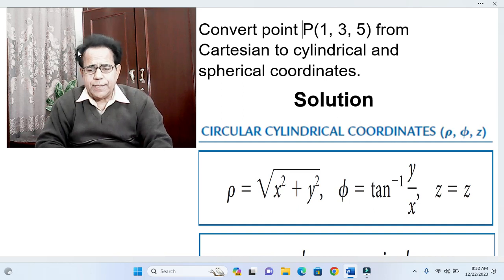This is our next problem, chosen from the same book, Elements of Electromagnetics by Matthew N.O. Sadiku.